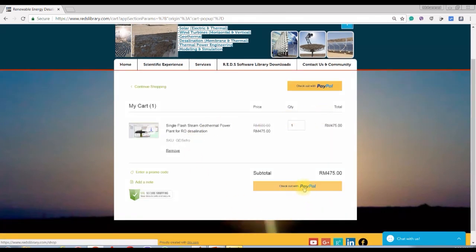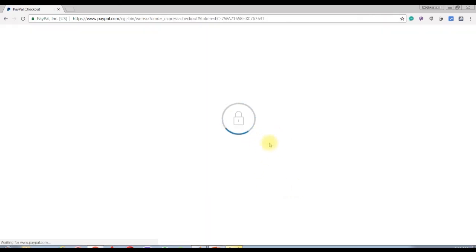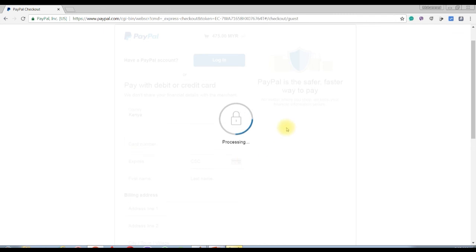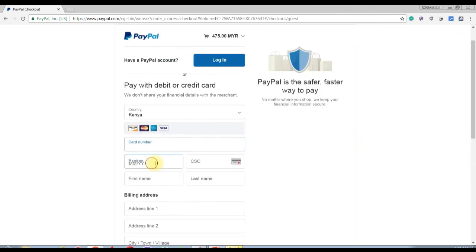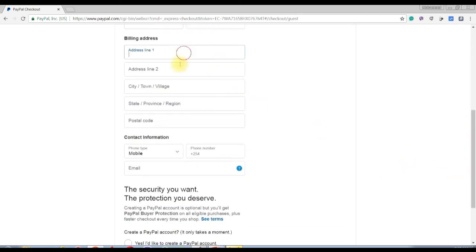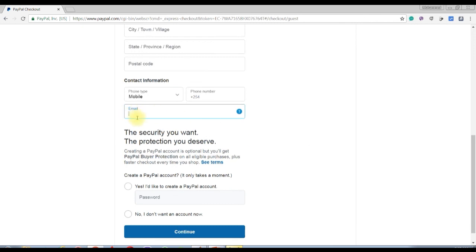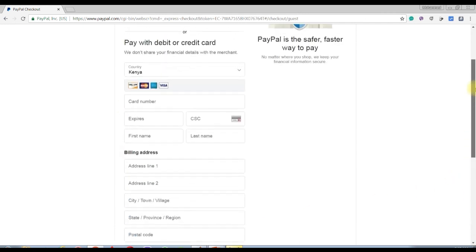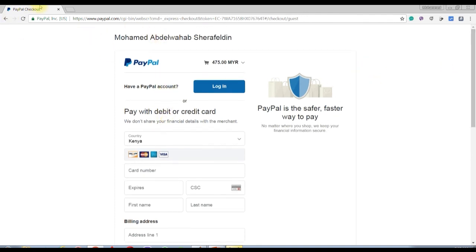You can click on check out with PayPal. If you don't have a PayPal account, you can click on this too. If you have a PayPal account, you can easily log in and pay. If you don't, you can pay with debit or credit cards. You can choose your country, and type your card number, your name, and your address. Your email is very important because you are going to subscribe to us in order to get our notifications, updates, videos, and so on. You can also create a PayPal account, or just continue, and you will find your file downloaded automatically after you finish this payment process.